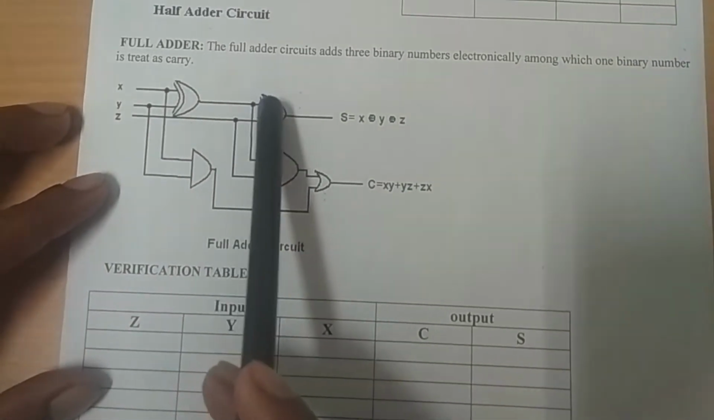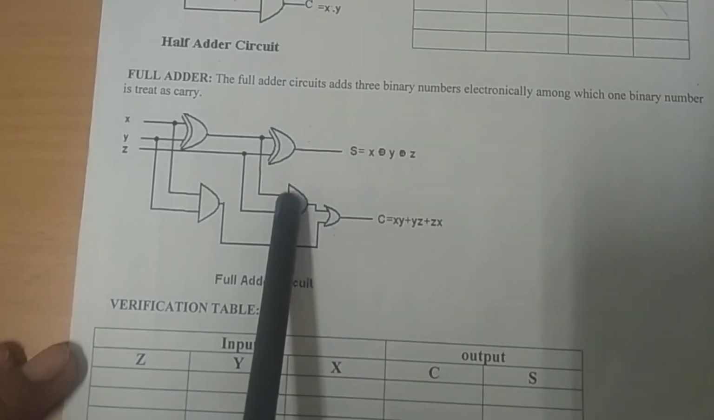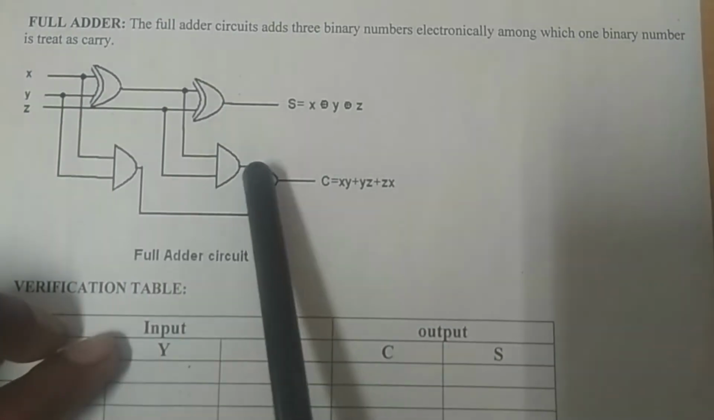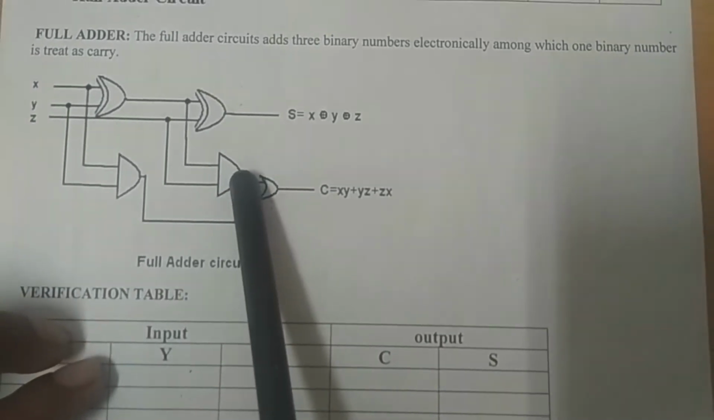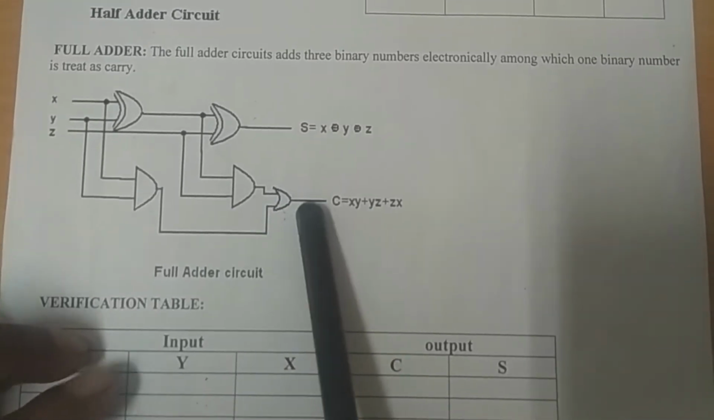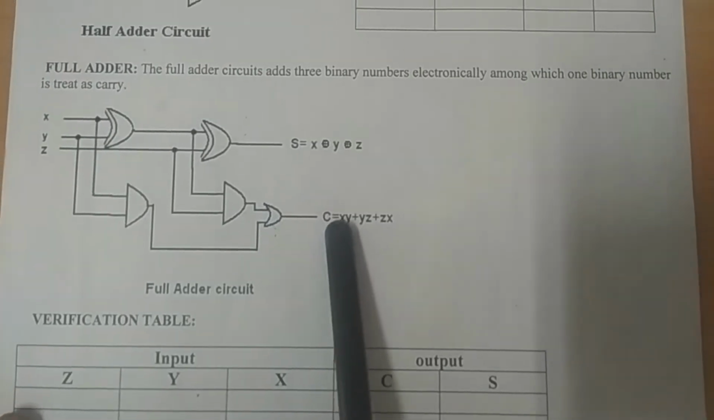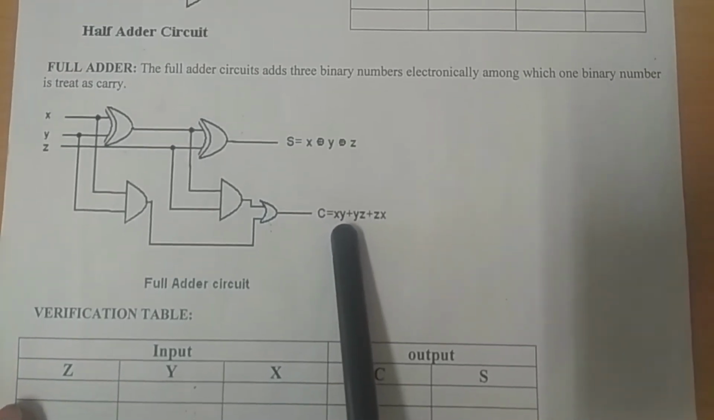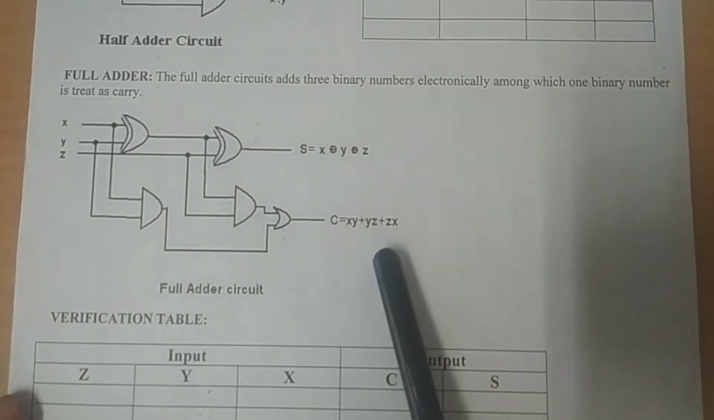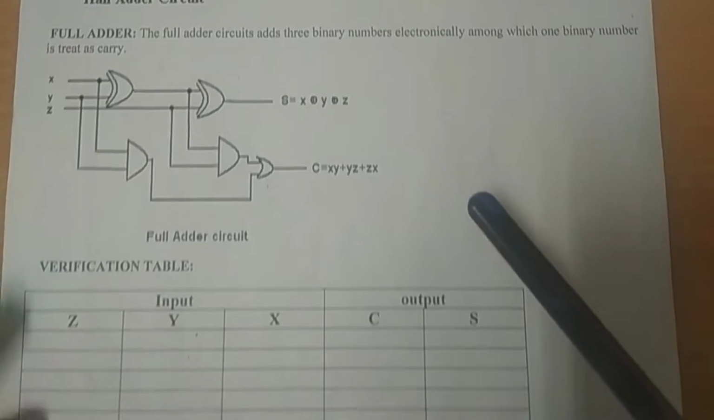this Z and the output of the first XOR gate are shorted to the other AND gate, and the outputs of both AND gates are the inputs of this OR gate, and the output of this OR gate is the carry, which will be XY plus YZ plus ZX. Okay, this is the verification table. Now we are going to perform it in the kit.